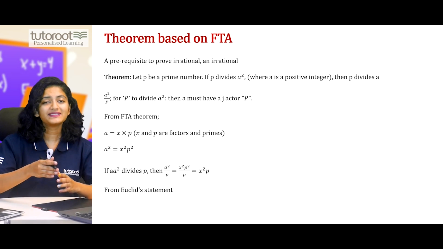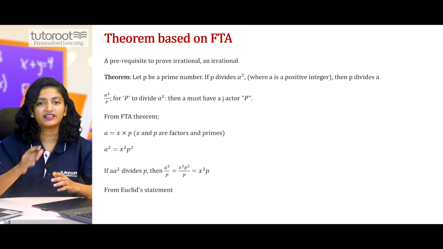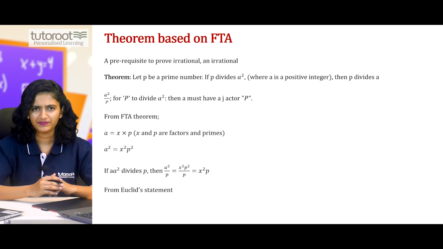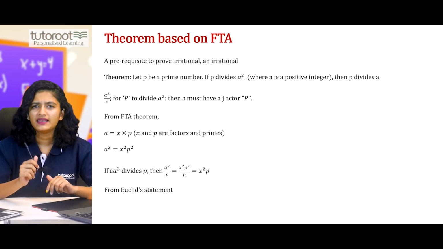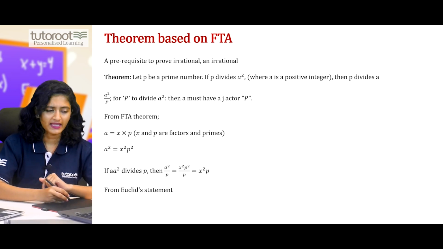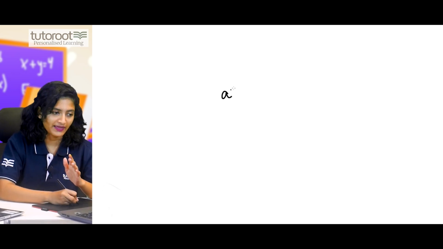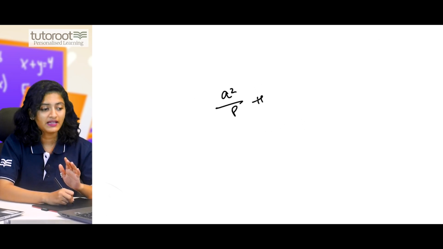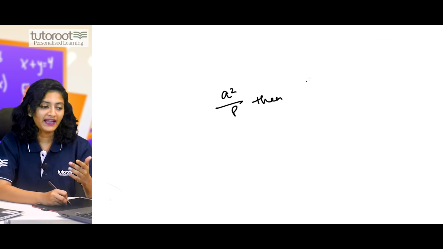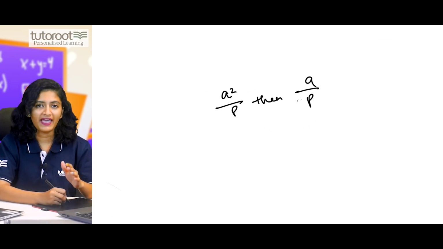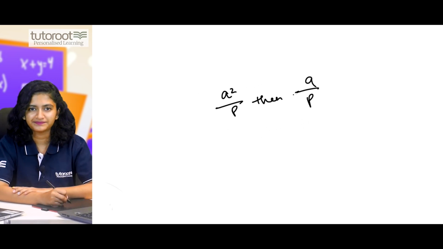There is a prerequisite that is required to prove that an irrational number is actually irrational. Now the theorem states, let p be a prime number, and if p divides a square, then p must also divide a, where a is a positive integer.